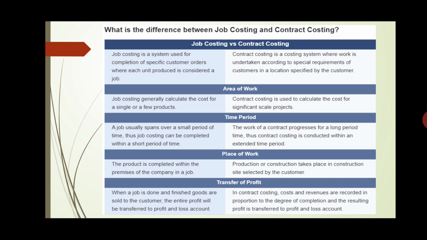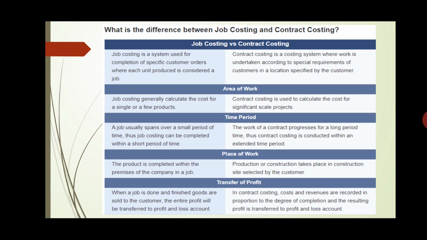Another basis of difference you can take is the transfer of profit. In job costing, when a job is done and finished goods are sold to the customers, the entire profit has to be transferred to the profit and loss account. But on the other hand, in contract costing, cost and revenues are recorded in proportion to the degree of completion, and the resulting profit is transferred to the profit and loss account.